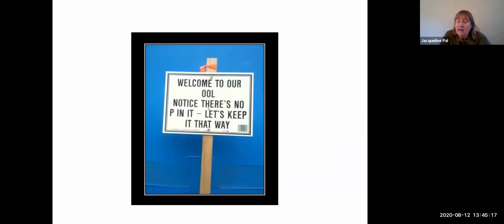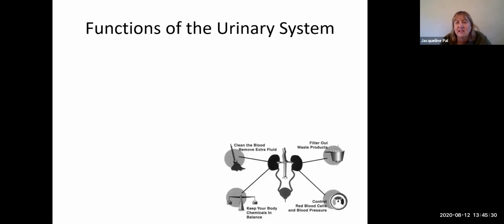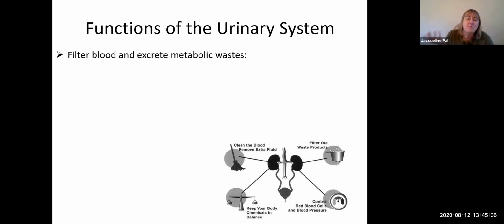Welcome back. And now we are starting our exploration of the urinary system, which is sometimes known as the excretory system or the renal system. So let's go ahead and get started and talk about some of the functions that we expect in the urinary system. One of the main functions is that the urinary system filters the blood for waste.